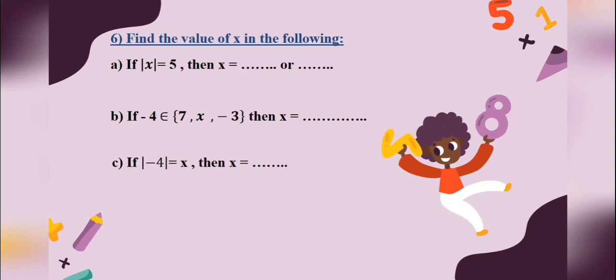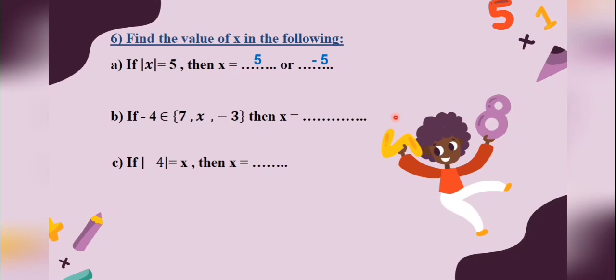Number 6, if the absolute value of x equals 5, then x equals blank or blank. Here x is inside an absolute value and the answer is 5. So x could be a positive number or a negative number. x could be positive 5 or negative 5, because both of them have a value of 5. The absolute value of 5 is 5, and also the absolute value of negative 5 is 5.